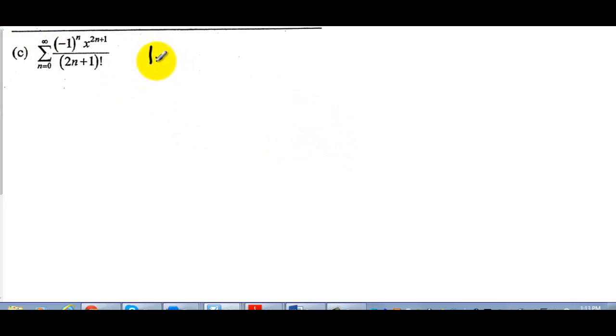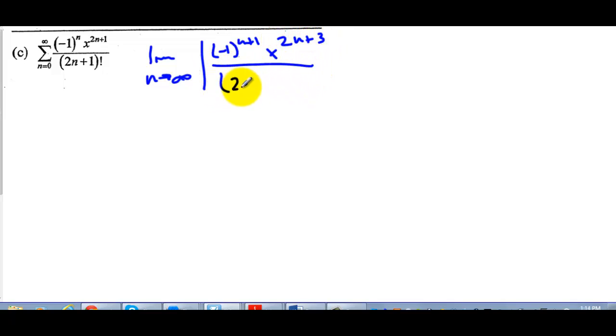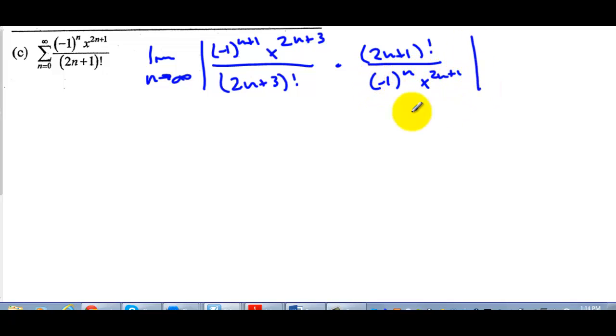Letter C, we have the limit as n approaches infinity of the absolute value of -1 to the n plus 1, x to the, that'll be 2n plus 2, so we have 2n plus 3 over 2n plus 3 factorial. And we'll divide that by the nth term, or multiply by the reciprocal. We have 2n plus 1 factorial over -1 to the n, x to the 2n plus 1.